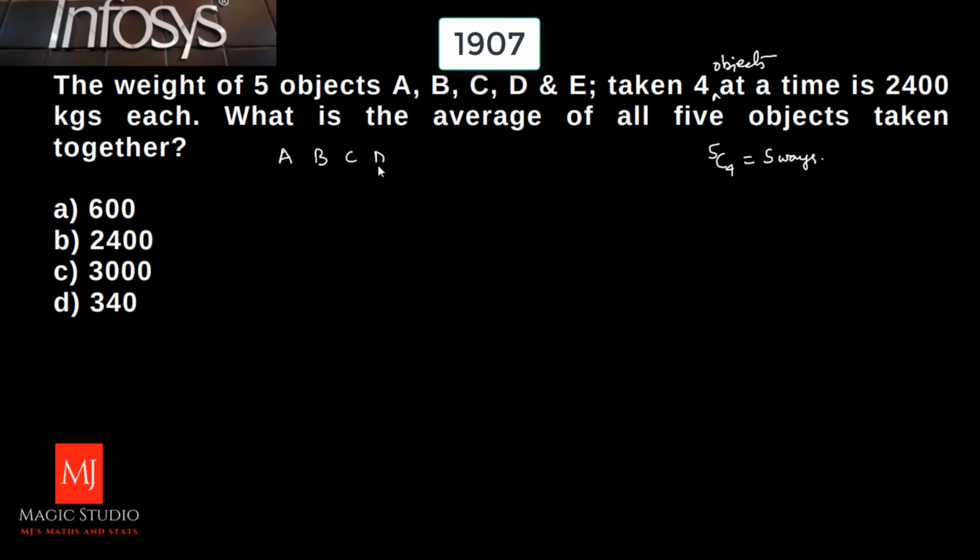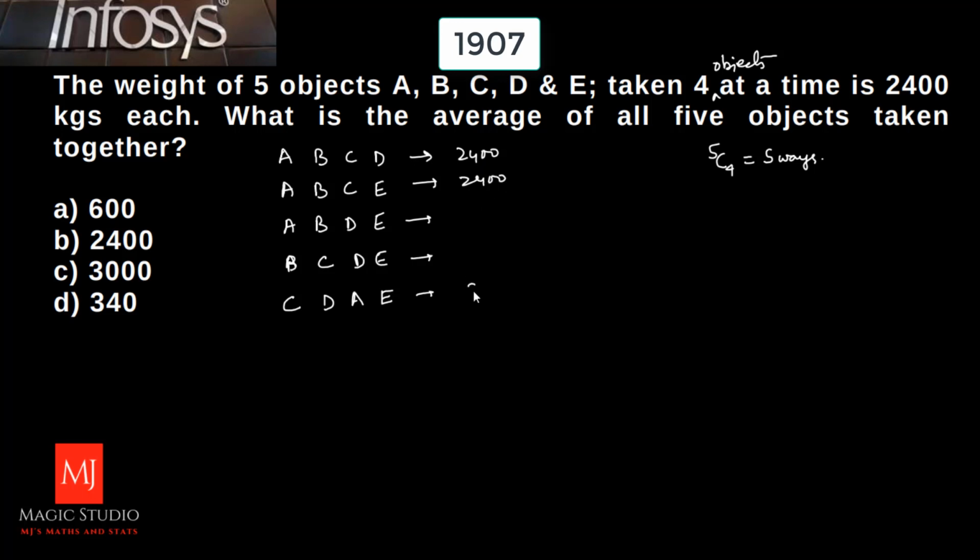That means A, B, C, D; A, B, C, E; A, B, D, E; then B, C, D, E; and A, C, D, E. These are the 5 ways, and the weight of all these 4 objects taken at a time is 2400. So if I add all these, what I can see is A is coming 4 times, B is coming 4 times, every weight is coming 4 times here.